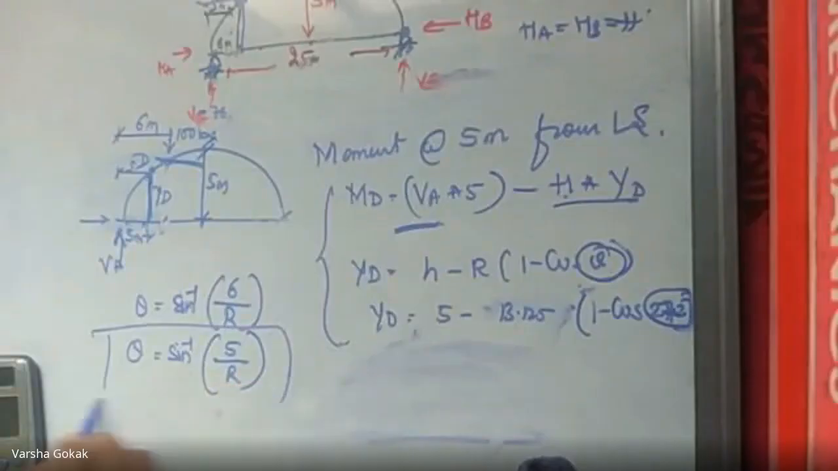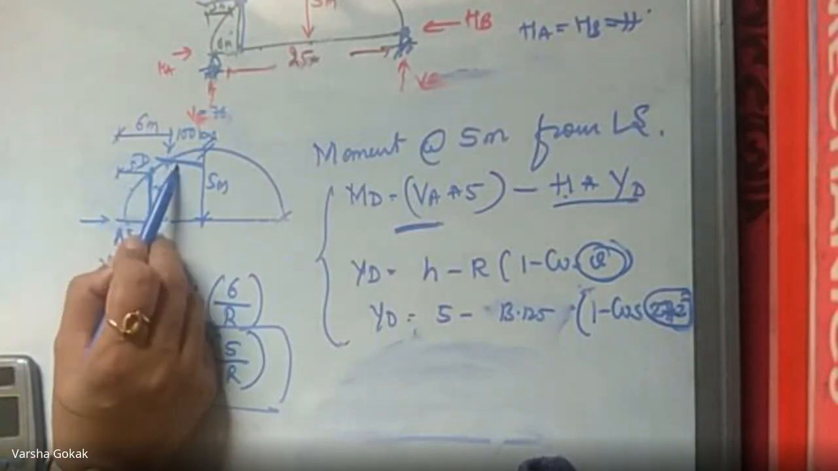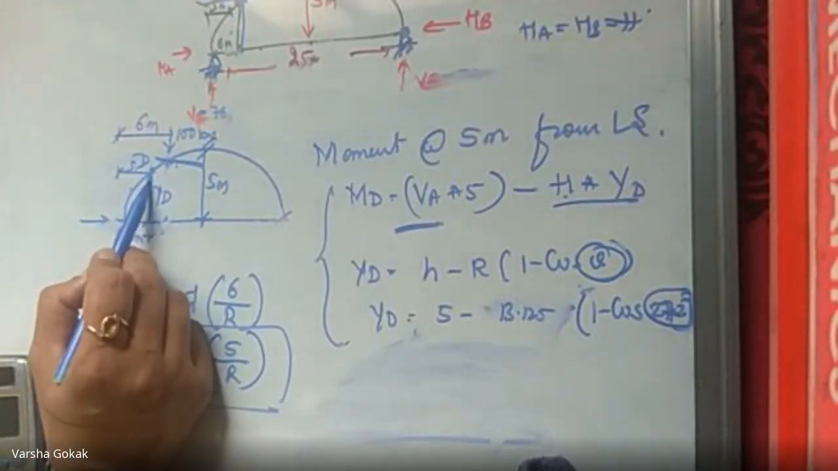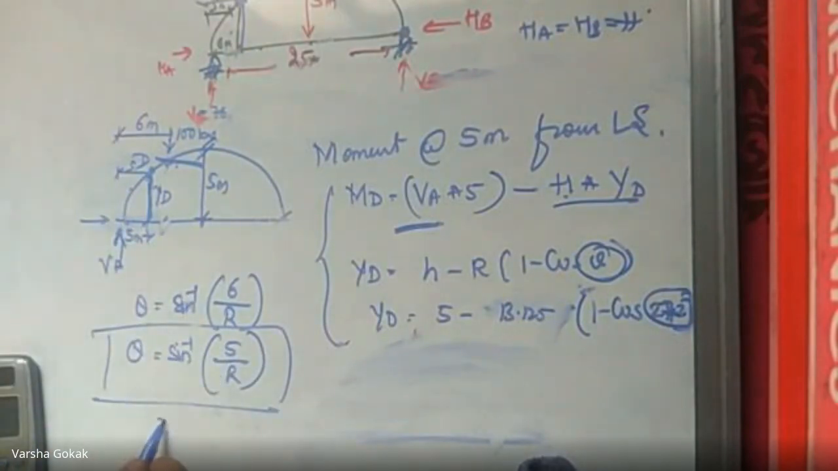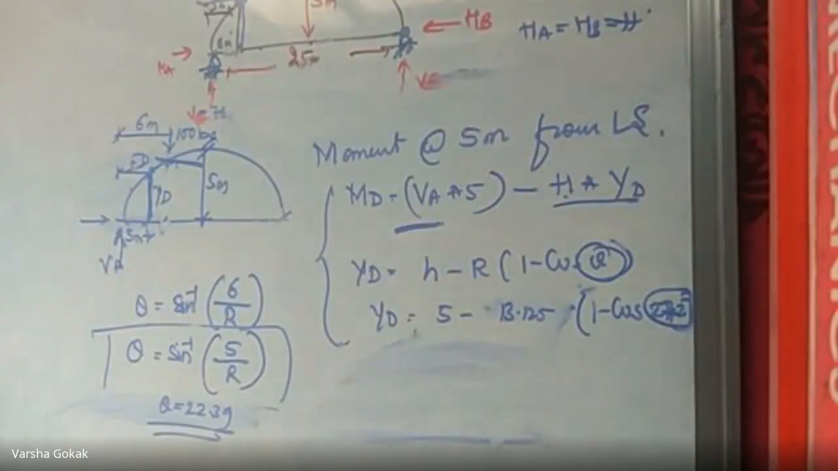Yes, ma'am. You're getting my point. This theta is going to be different. This theta was at point D, which is at 6 meters. Now I want that theta at point D, which is at 5 meters. What is this theta value, please? Sine inverse of 5 by R, you're getting theta 22.39. Okay. Radius also is a different value. Radius also will change.